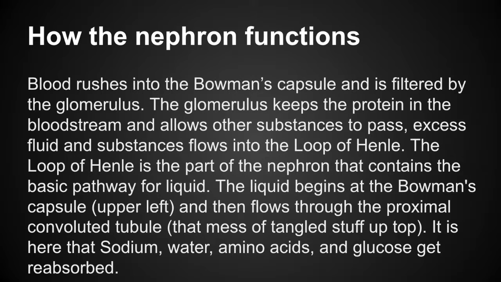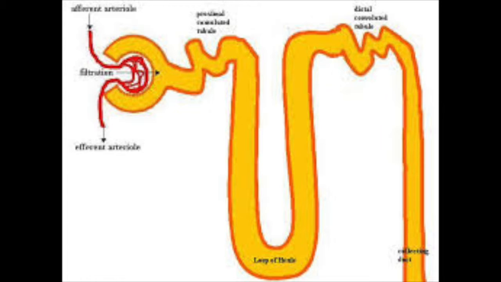How the nephron works. Blood rushes into the Bowman's capsule and is filtered by the glomerulus. As mentioned earlier, the glomerulus keeps the protein in the bloodstream and allows other substances to pass. Excess fluid and substances flow into the loop of Henle. The loop of Henle is a part of the nephron that contains the basic pathway for liquids. The liquid flows through the proximal convoluted tubule, where sodium, water, amino acids, and glucose get reabsorbed. The filtrate then flows down the descending limb and then back up.